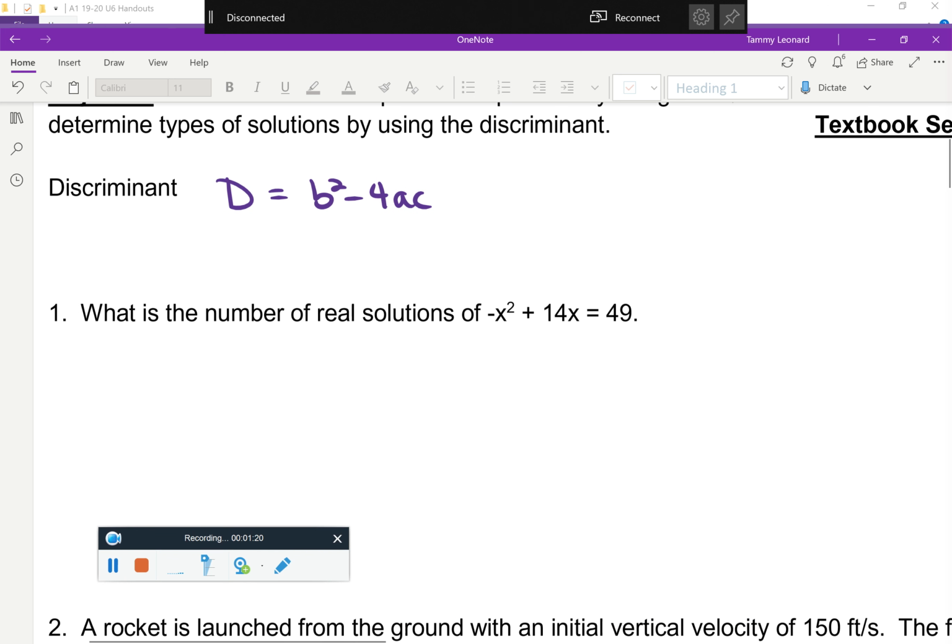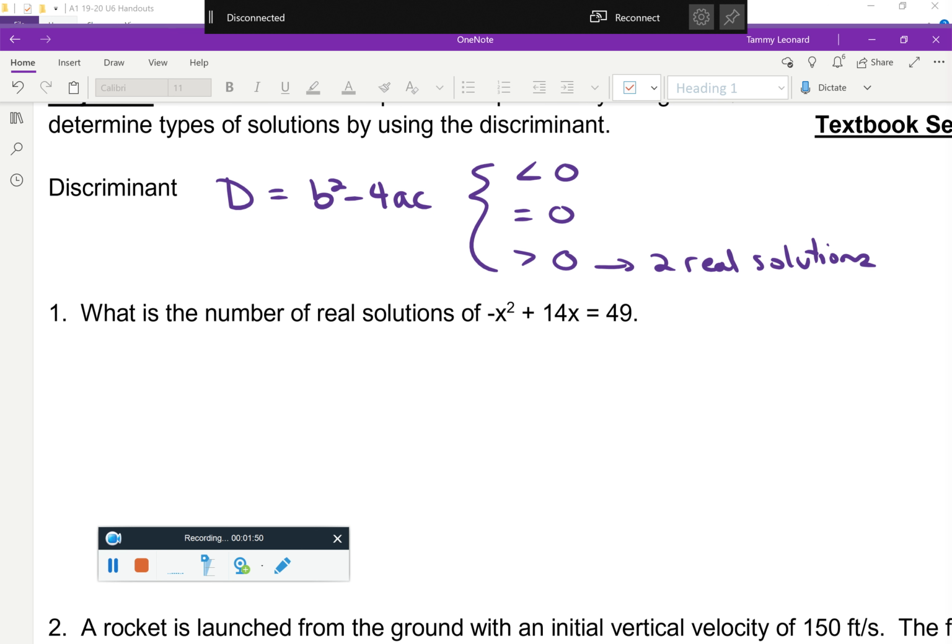So basically, the discriminant is kind of like a score. And that score can fall into three different categories. One category is that the score is less than 0. One category is that the score is 0. And the other category is that the score is greater than 0. If the score is greater than 0, then we are able to conclude that there are two real solutions and that those two solutions are different from each other. So they're two different numbers that are real numbers.